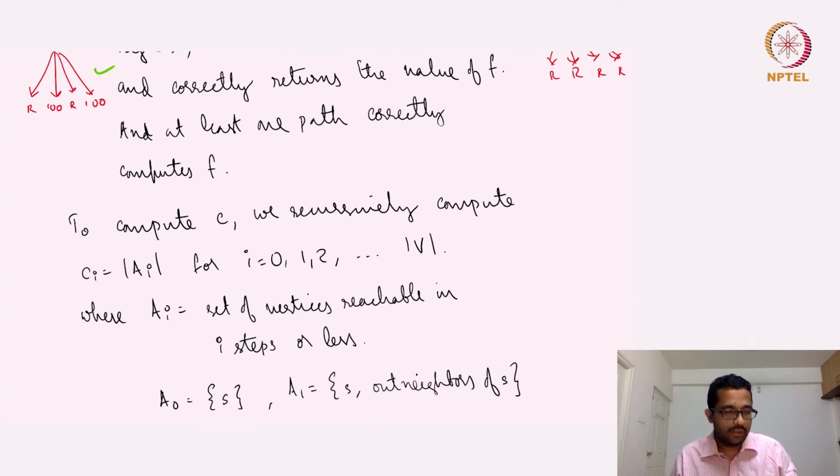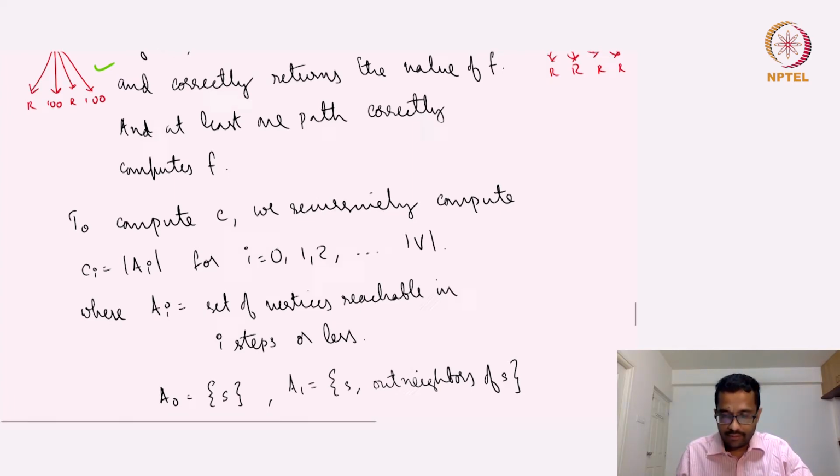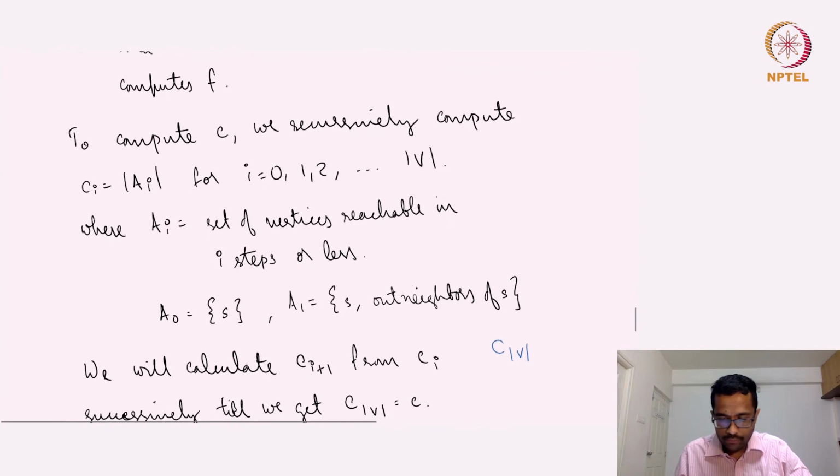So we want a non-deterministic log-space bounded machine that has at least one computation path that leads us to the number of reachable vertices from S. So how do we compute the number of reachable vertices from S? What we will do is to have a step-by-step process.